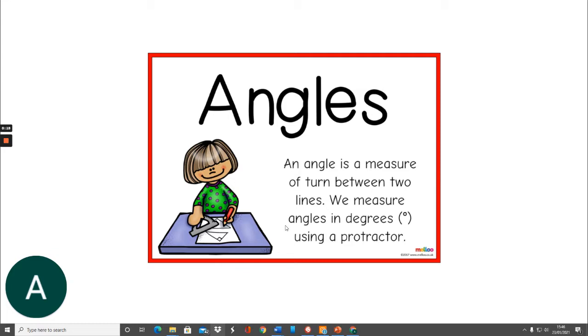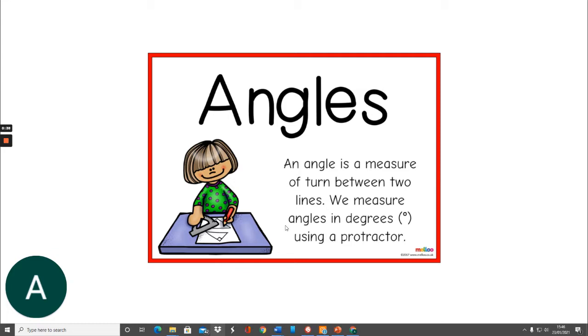So have a look at the spelling of angles before we get going. You'll be writing the word angles, and I don't want to see any angels. So we've got A-N-G-L-E-S. So an angle is a measure of turn between two lines. We measure angles in degrees using a protractor.